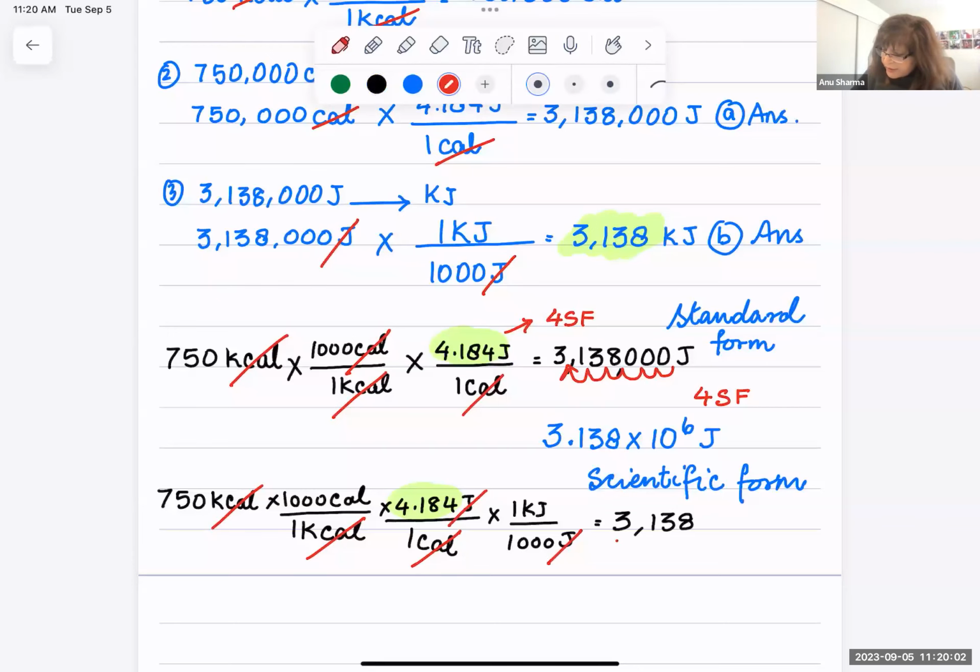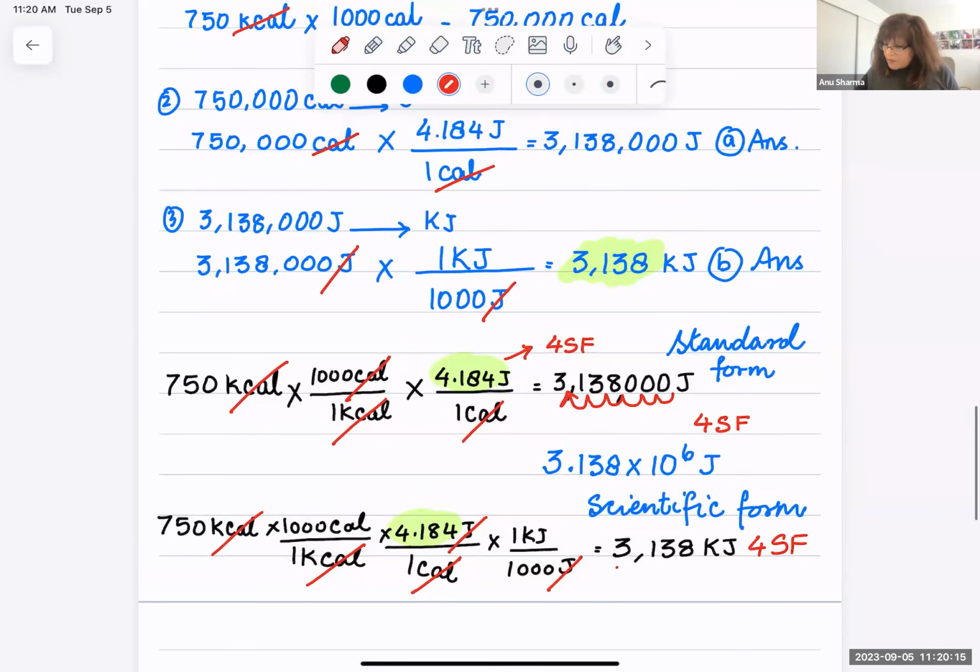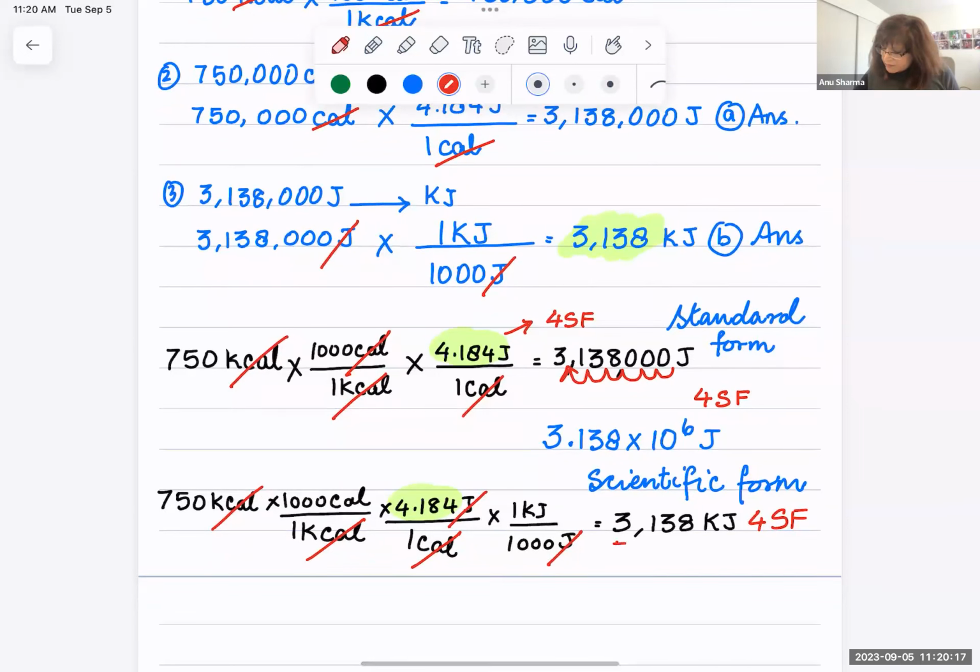Yes. Okay, yeah. So, that's a good question. Here, this is 4 significant figures in this case. So the answer for number 2 would be, by right, 3.138 times 10 to the power of 6, right? Yeah, for number 2.